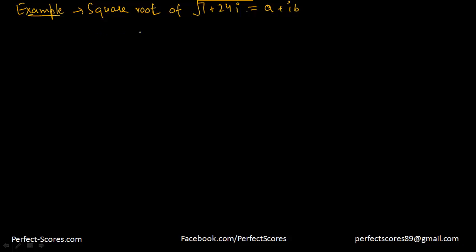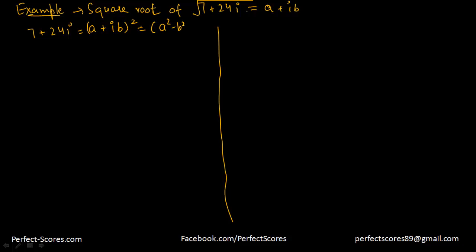What you're going to do is square both sides. I'm just going to divide the screen into two parts here. You'll have 7 plus 24i equal to (a plus ib) whole squared, which is equal to a square minus b square plus i into 2ab. If you open (a plus ib) squared, you get a square plus b square into i square, which is negative, plus 2aib. So that is what you have.